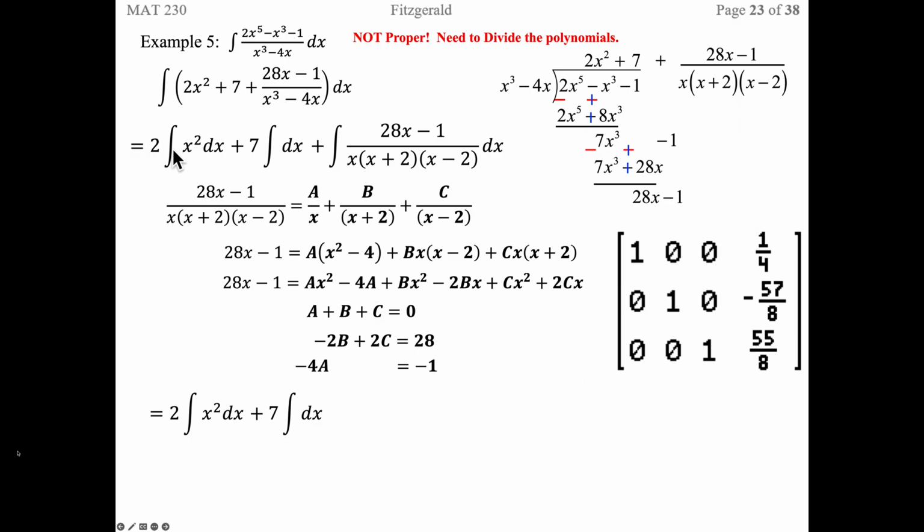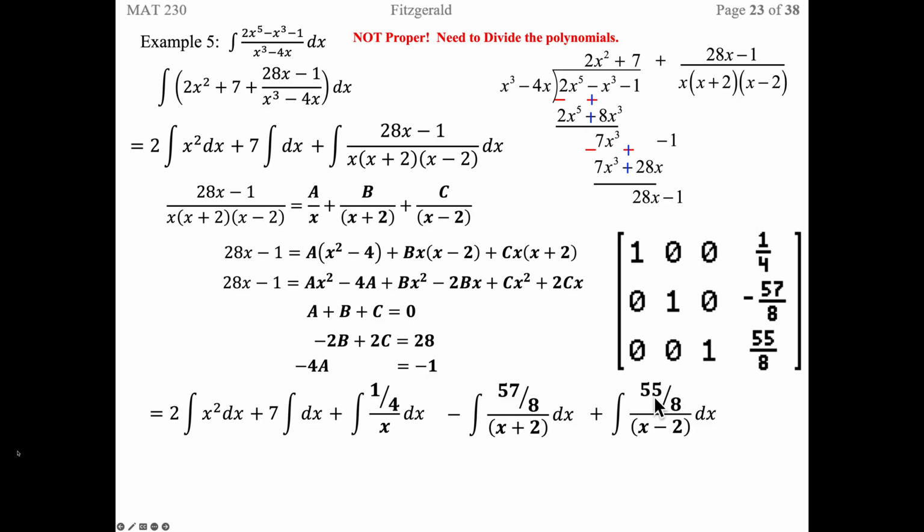So bring down those two first integrals, and then we're going to integrate 1/4 over x dx. Then we're going to integrate a negative integral for the negative 57, 57 over 8 over x plus 2 dx, plus our integral 55 over 8 over x minus 2 dx.